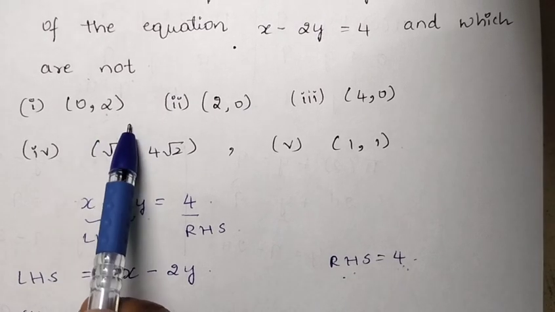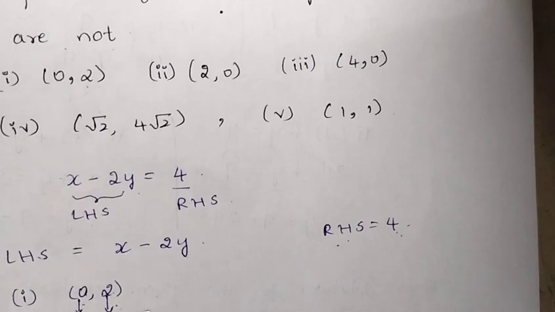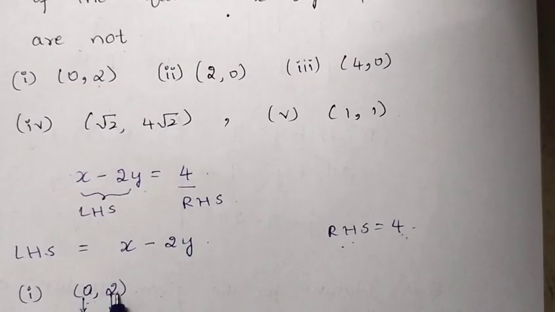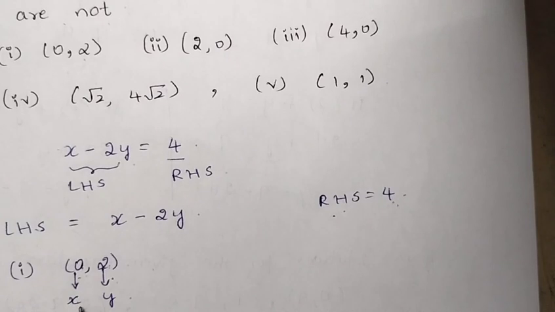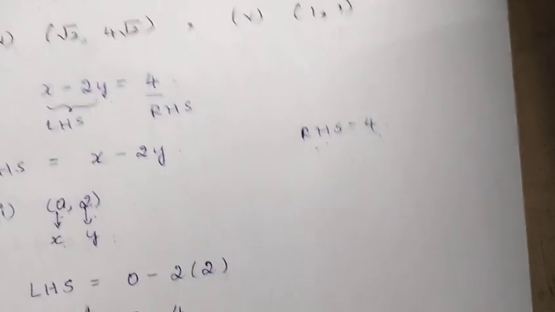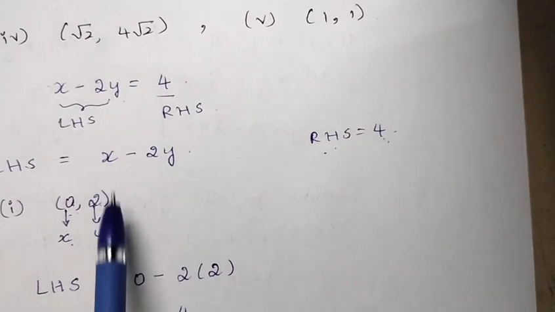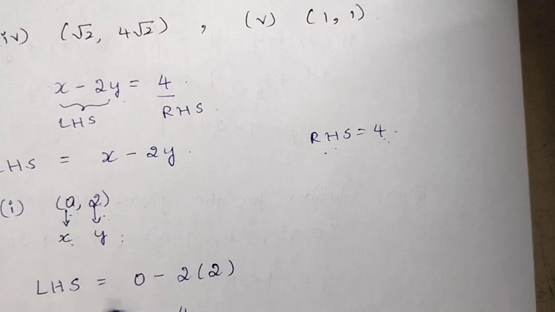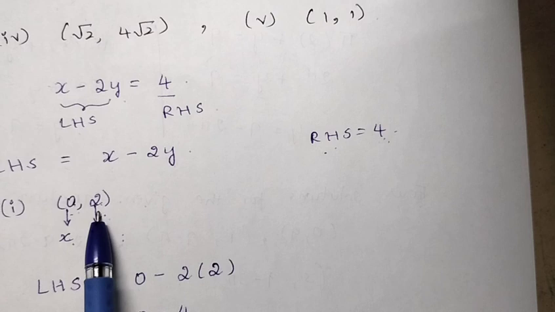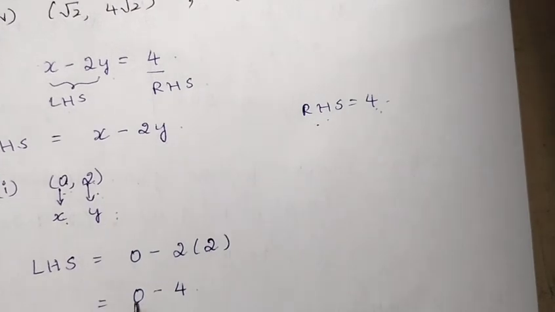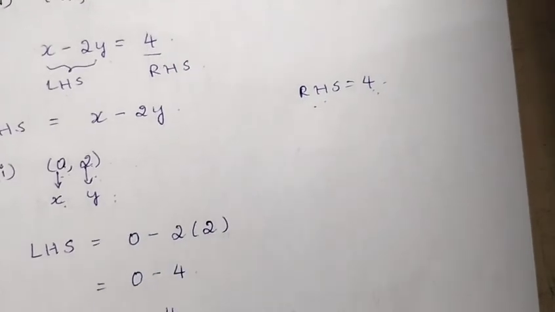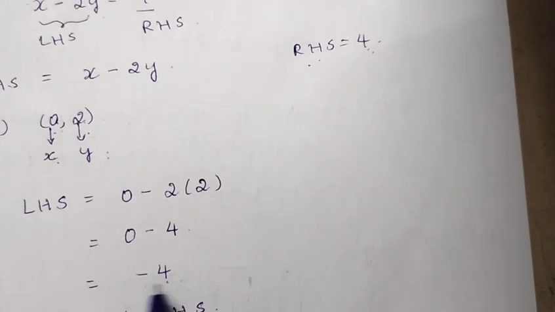Now the first option is 0, 2. In the ordered pair 0, 2, 0 corresponds to the value of x. Similarly, 2 corresponds to the value of y. Now we'll consider the LHS. LHS is equal to x minus 2y. In the place of x, we can substitute 0. So it becomes 0 minus 2 into, in the place of y, I can put 2. So 0 minus 2 twos are 4. 0 minus 4 will give us minus 4.